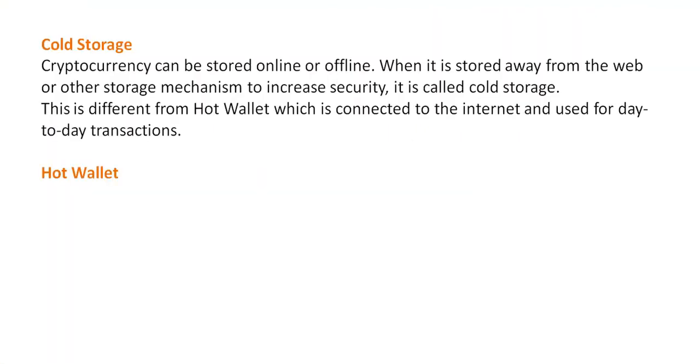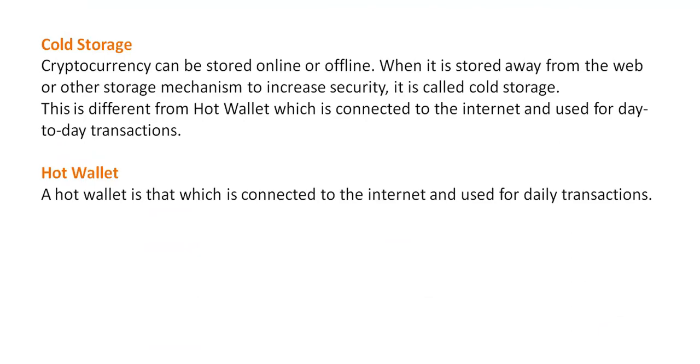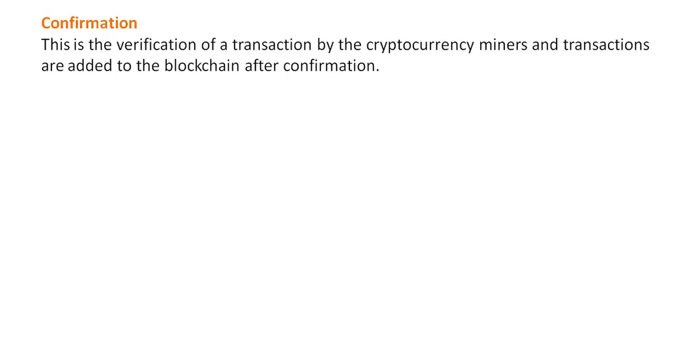Then we have the hot wallet. A hot wallet is one that is connected to the internet and used for daily transactions. When we start trading, all our actions will be performed on the web. We'll be making use of what? A hot wallet. So we have confirmation. This is the verification of a transaction by the cryptocurrency miners, and transactions are added to the blockchain after confirmation. So we have different confirmations, and whenever a first confirmation is done, it's registered on the block. We've made mention of what a block is.